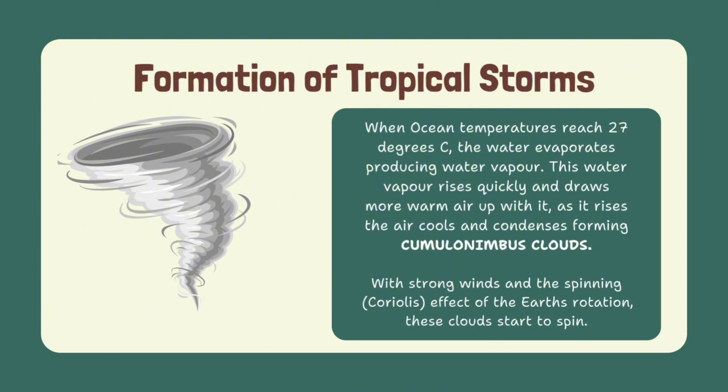Tropical storms form when the ocean temperatures reach 27 degrees Celsius, causing the water to evaporate, producing water vapor. This water vapor rises quickly and draws more warm air with it. As it rises, the air cools and condenses, forming cumulonimbus clouds. Then, the Coriolis effect causes these clouds to spin like whirlpools.